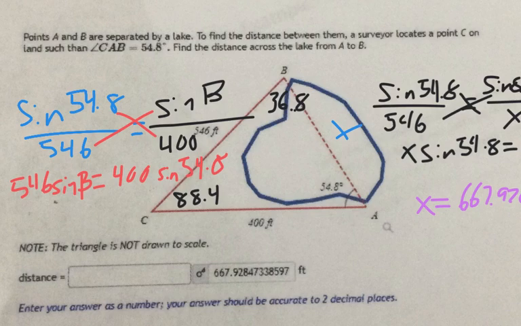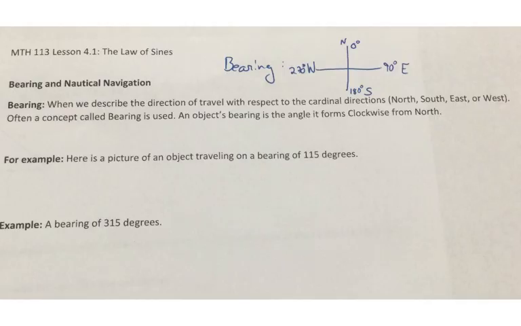So. Questions there? Bearing and nautical navigation. When we describe the direction of travel with respect to the cardinal directions, which are north, east, south, and west, often a concept called bearing is used. An object's bearing is the angle it forms clockwise from the north. So I know that everything we've been doing with unit circles, we start at 0 here and then we rotate this direction. Well, whoever made this is not going for that. Right? But it's the same concept. They're starting 0 is due north, and then 90, 180, 270, 360.